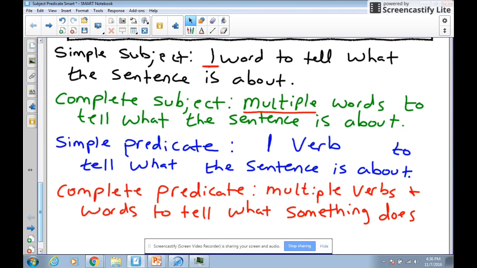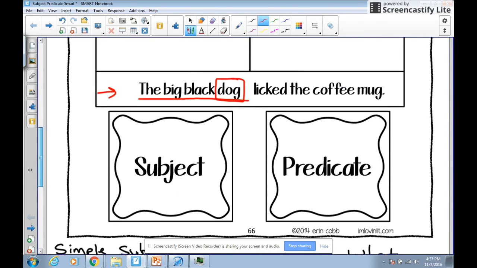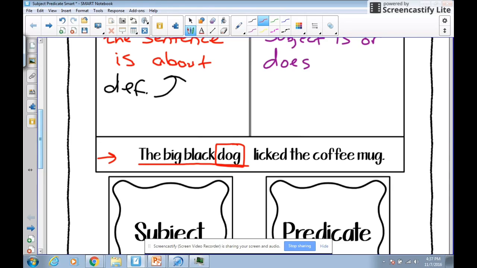This takes us to simple predicate. And again, simple means one. So if you're looking for a simple predicate, basically what you're looking for is the verb in the sentence. If we take a look at our example sentence, if I want to look for the simple predicate, I am looking for the verb. So the verb in this sentence is an action verb, it's licked, as we can see it happen.